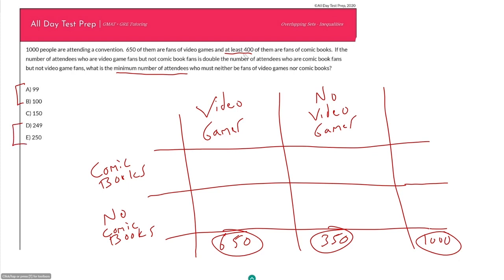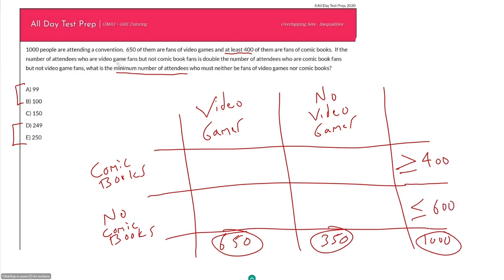At least 400 of them are comic book fans. What does that mean? That means your comic book fans are greater than or equal to 400. It is possible that you have the minimum number of comic book fans, which would be 400. The minimum is not 401, in other words. So if our comic book fans are greater than or equal to 400, what does that mean about our non-comic book fans? These have to be less than or equal to 600.